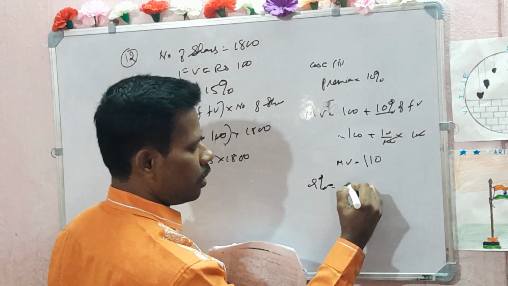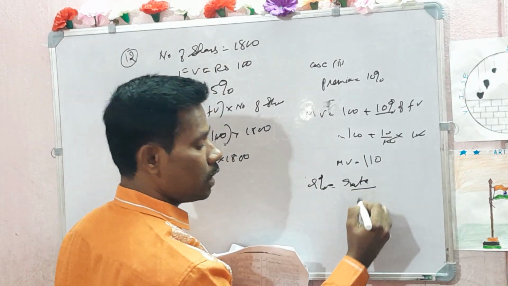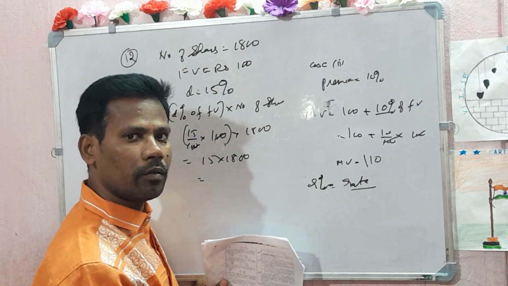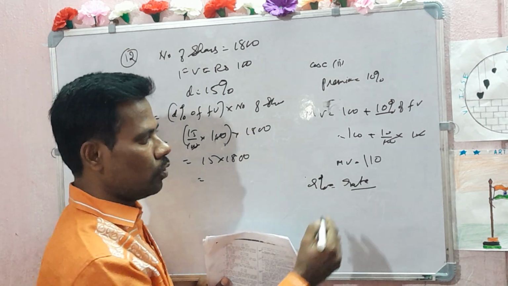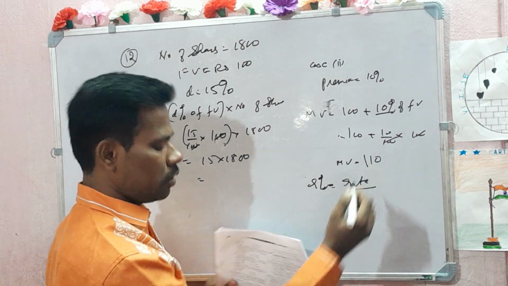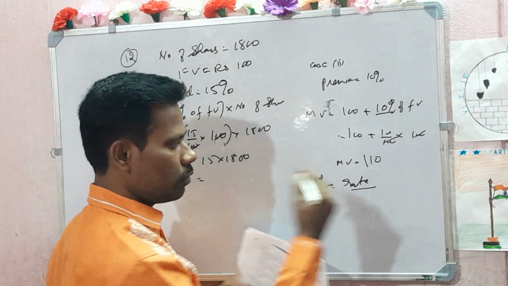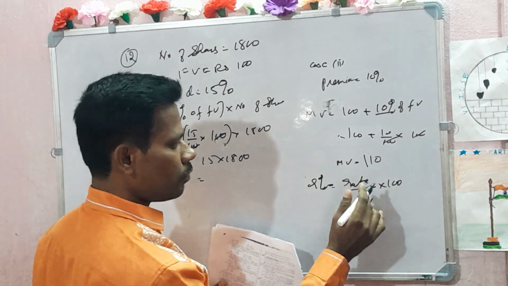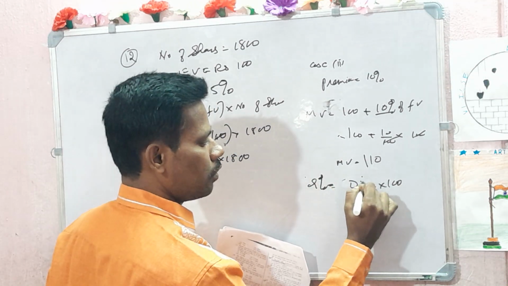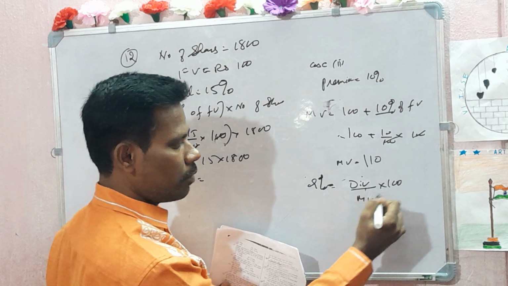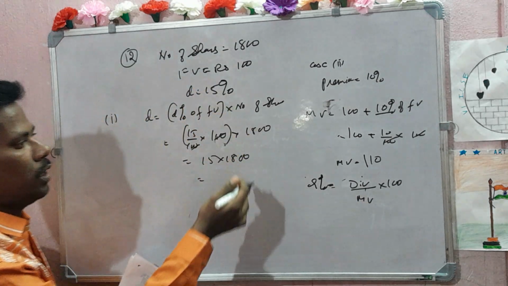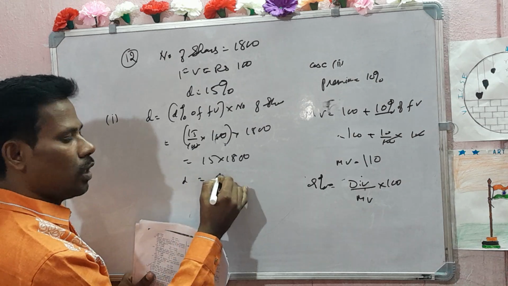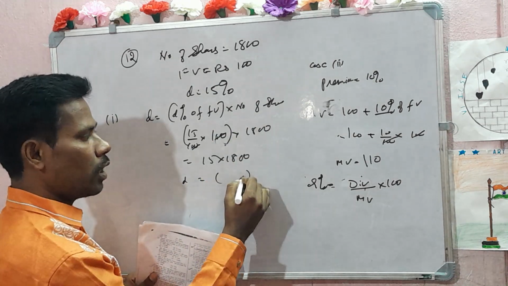Rate percent. What is the formula? Here, do you write market value or face value? Face value, is it correct? No, because they are asking on her investment. That means market value. Rate percent is equal to dividend by market value into 100. Do we know the dividend here? No. This dividend is for the whole annually. Please make a note of it.